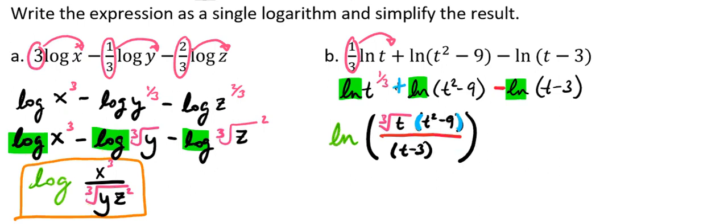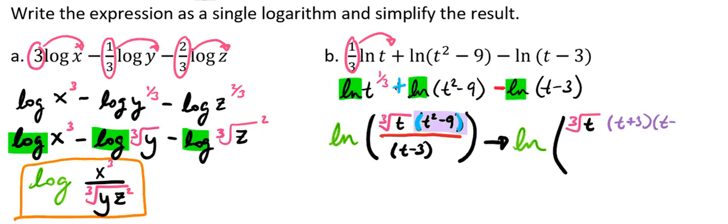Now we have to wonder, can we simplify this? So if we look at the top, can we factor anything or make it smaller? And the answer is yes. This t squared minus 9, we can make that smaller. We can factor that out. So here, this is actually going to become the natural log of the cubed root of t. That's not going to go anywhere. But we're going to factor t squared minus 9 into t plus 3 and t minus 3. Okay, so t plus 3 and t minus 3. And we're able to divide all of that by our t minus 3.